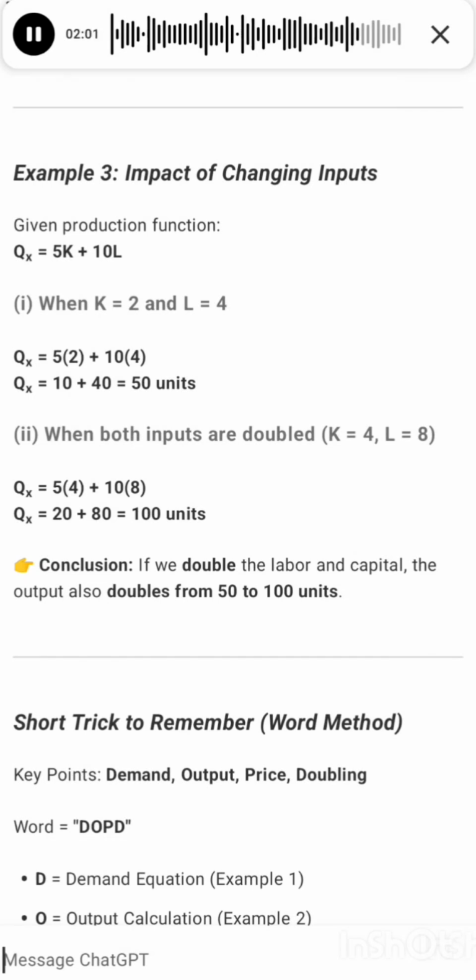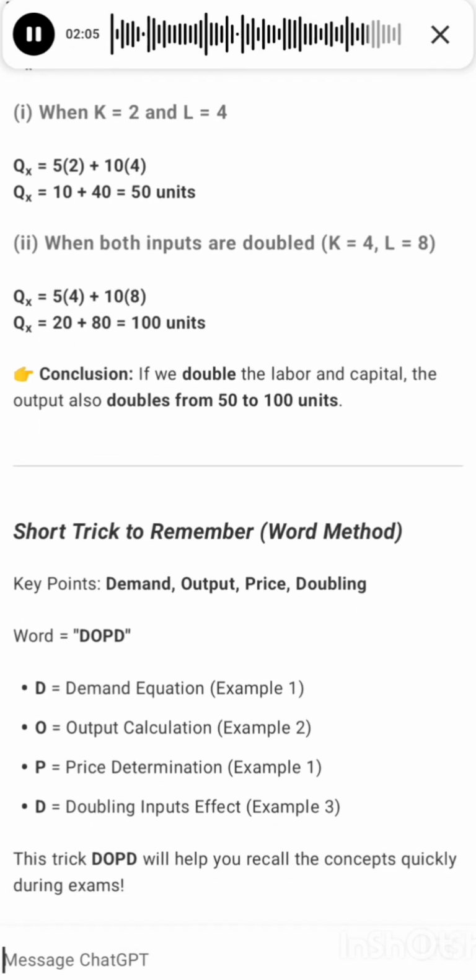Short trick to remember, word method, key points. Demand, output, price, doubling. Word DOPD. D equals demand equation, example 1. O equals output calculation, example 2. P equals price determination, example 1. D equals doubling inputs effect, example 3. This trick will help you recall the concepts quickly during exams.